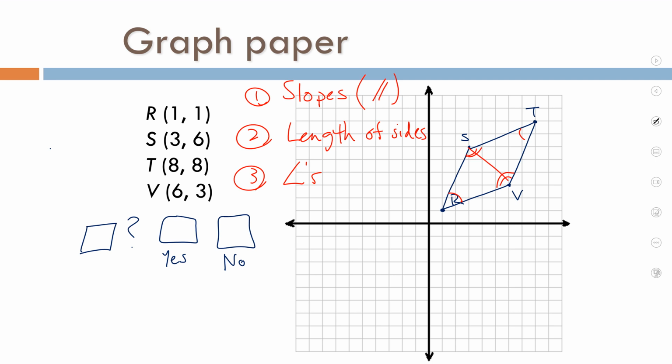Okay, there is one other, and that is, if it's a parallelogram, what's special about that point? It's the midpoint of both of the diagonals. Calculate the midpoint of SV, calculate the midpoint of RT. If it's the same point, it's a parallelogram. Midpoint of diagonals. Okay. Good.